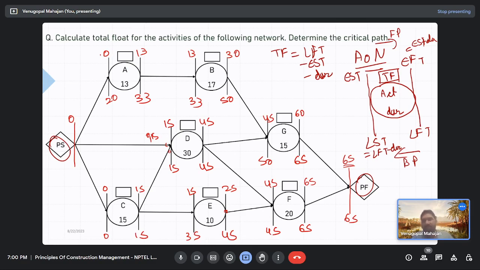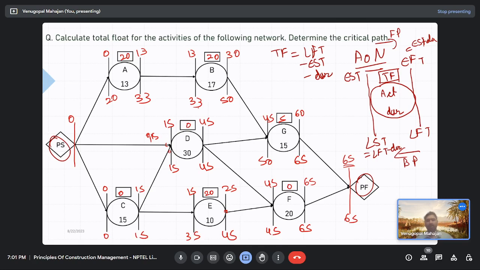Total float, checking the diagonal, 33 minus 0 minus 13, 20. 50 minus 13 minus 17, 20. 45 minus 65 minus 15, 5. 45 minus 65 minus 20, 0. 15 minus 45 minus 10, 20. 15 minus 0 minus 15, 0. And 15 minus 45 minus 30, 0. Yeah. Can you guys follow this?